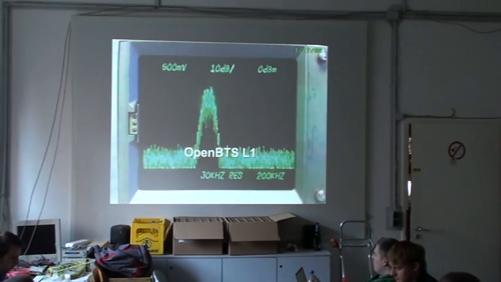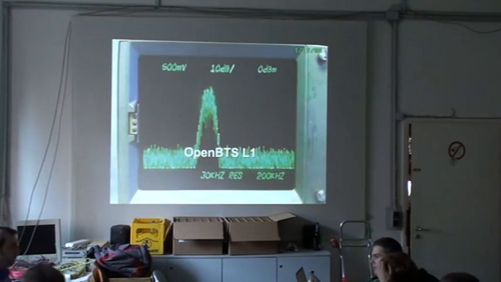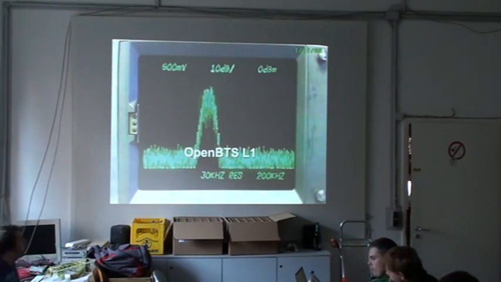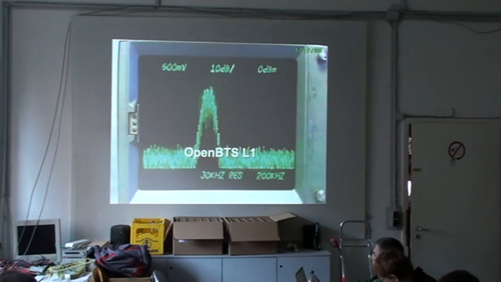Layer 1 is everything between the antenna and the Layer 2 frame. So it includes modulation, the actual radio modem, and also all the forward error correction stuff, the interleaving and parity checking, and convolutional decoding. The image there is actually the first signal that we got out of OpenBTS when it got up and running.